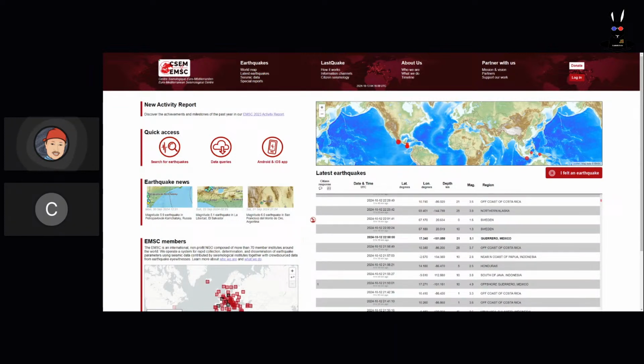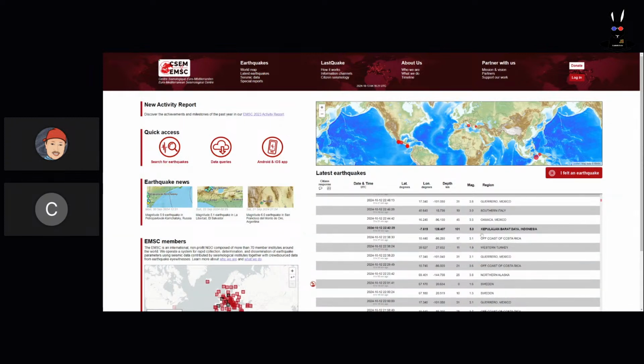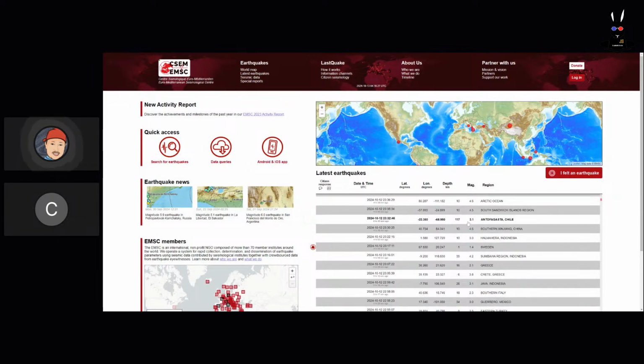I would surmise that Baja is only going to get a mid 3 to a low 4. Well, Gulf of California already had 4.1. Did it? Yeah. Oh, all right. That's what I was saying. All right.